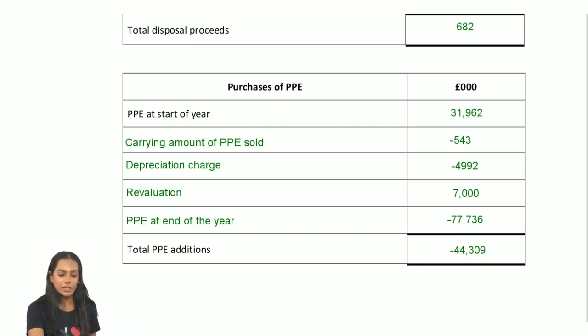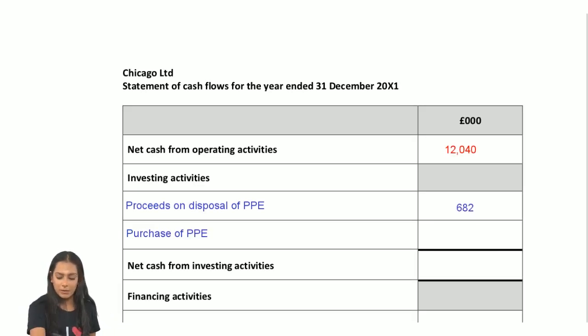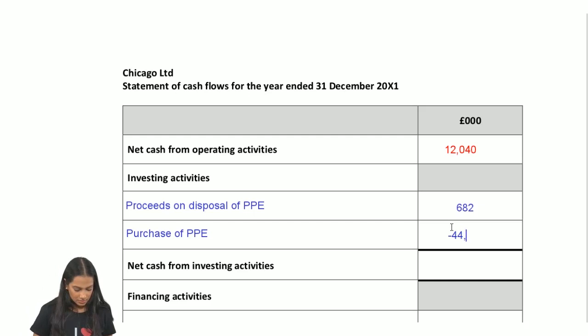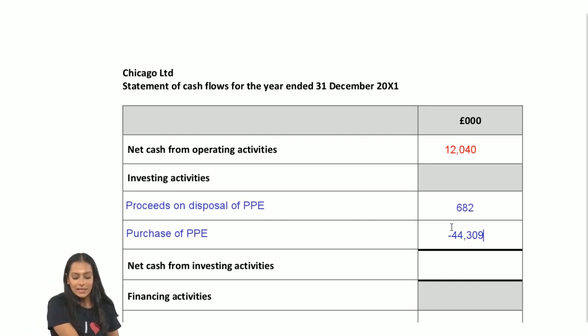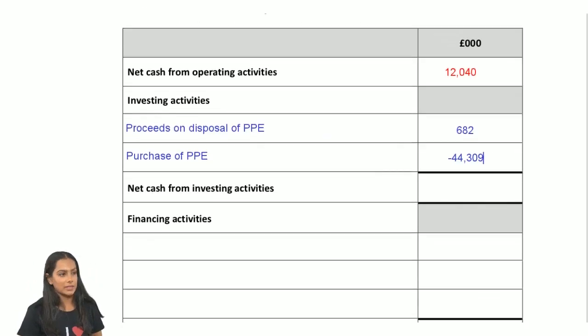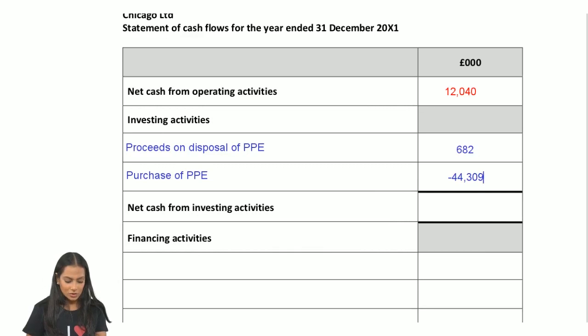So on the statement of cash flow, I'm going to write purchase of PPE minus 44,309. And then I'm going to get net cash from investing activities. That will be 682, take away 44,309. That will give me an answer to be minus 43,627. Minus 43,627. And that is the cash from investing activities.